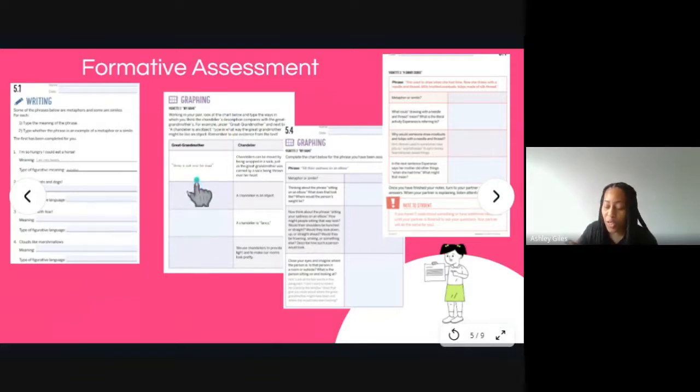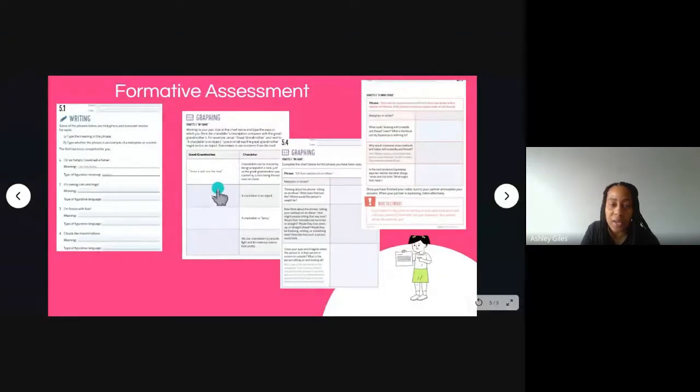So the chandelier is already given. So how was the grandmother like a chandelier? Well, they threw a sack over her head. The text says they threw a sack over her head. The second one, a chandelier is an object.